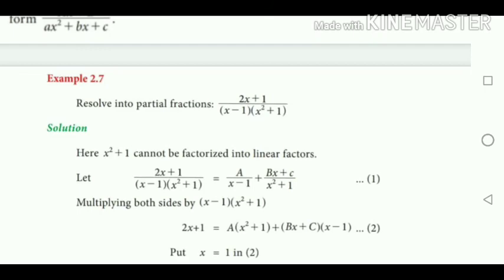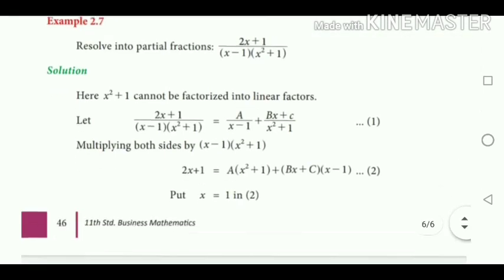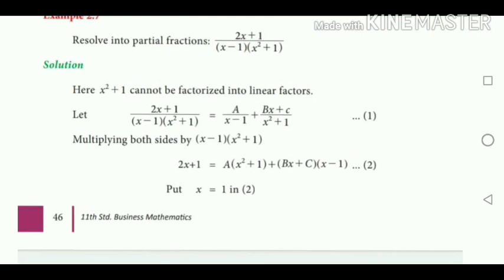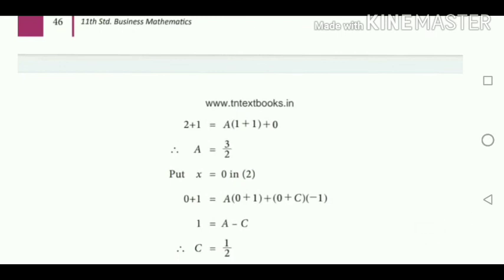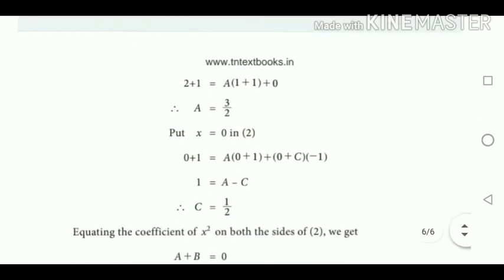In the numerator you can add Bx plus C over x square plus 1. Take it as the first equation. Remaining things are same here. You have to multiply by these factors on both the sides in order to get the second equation as 2x plus 1 equal to A into (x square plus 1) plus (Bx plus C) into (x minus 1). That is the second equation. Put x equal to 1 in equation 2, because here the value of x equal to 1 means we are getting B and C value is 0. So getting the value of A equal to 3 by 2. Then put x equal to 0. You are getting the value of C equal to 1 by 2.